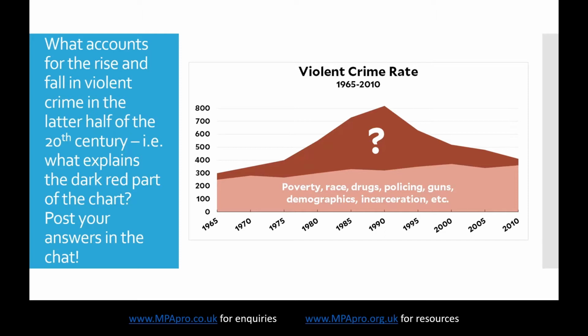So during the 20th century, you can see, this is in the US, but actually it's similar in the UK and other developed countries. This is a graph of the violent crime rate throughout the latter part of the 20th century, and it goes up to a peak in about 1990. And then it came back down again.